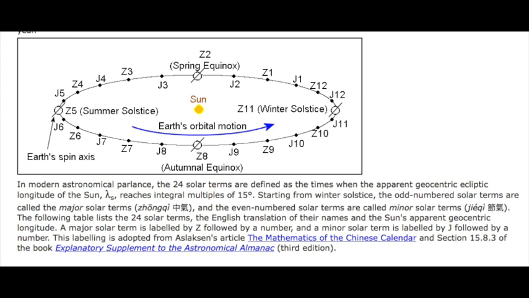Starting from winter solstice, the odd-numbered solar terms are called the major solar terms, Zhongqi, and the even-numbered solar terms are called minor solar terms, Jieqi. The following table lists the 24 solar terms, the English translation of their names, and the Sun's apparent geocentric longitude. A major solar term is labeled by Z, followed by a number, and a minor solar term is labeled by J, followed by a number.